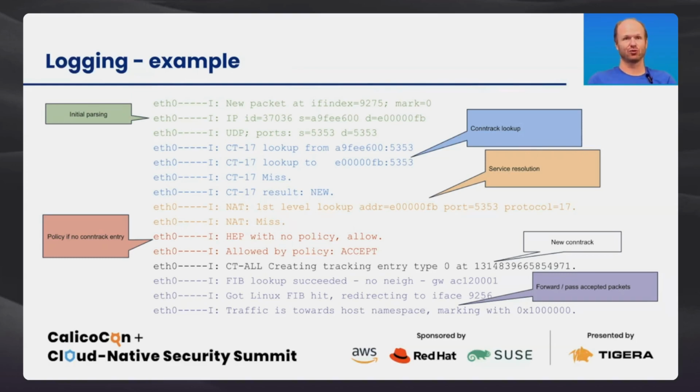In the next step, we have to do contract matching. In this case, there was no contract hit. That's unknown connection. It's a new connection. So we also try to match it with a service in a network address translation. There is no hit there either, that means this is a plain connection without any service. The next thing, we have to go through a policy. In this case, for simplicity, this is a host endpoint with no policy, and we simply accept the packet. We create the contract, and then we decide where and how to forward the packet.